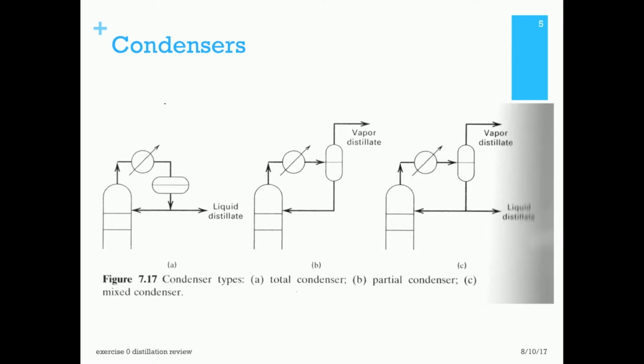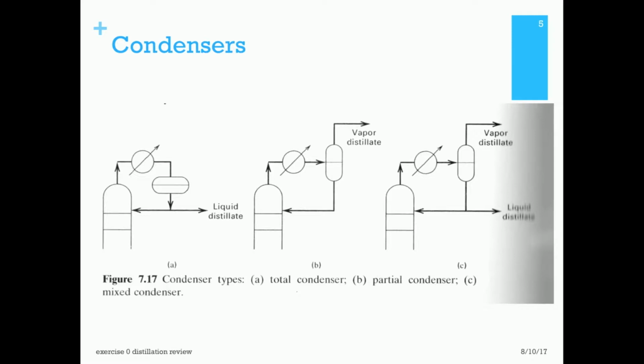There are a number of different kinds of condensers. I thought we would review those very quickly. On the left, A is a total condenser. Everything is being condensed. The liquid then goes to the reflux drum that we talked about before, and then we split it, some going back to the column and some being used as a product. Another way to do this is to use a partial condenser. Do not condense everything. Send some liquid back to the column, but have a vapor distillate feed. This would be going to another unit operation, probably.